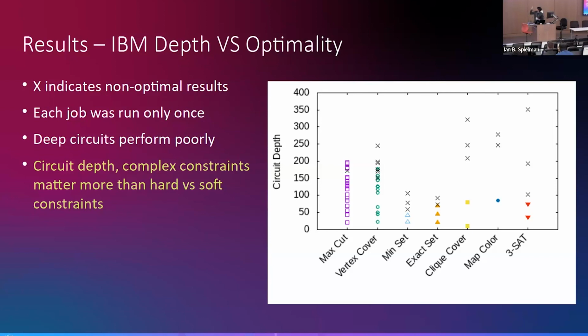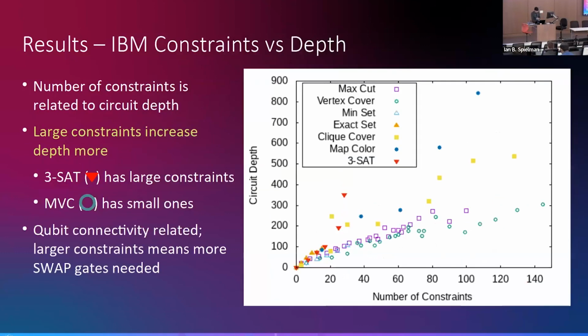For some topologies, the number of edges chosen for the particular topology kind of requires more constraints, and that was observed in the point 170 in the max cut problem. So number of constraints is often related to circuit depth for each of the problems that I've mentioned. As the number of constraints increases, the circuit depth also increases. Large constraints increase depth more.